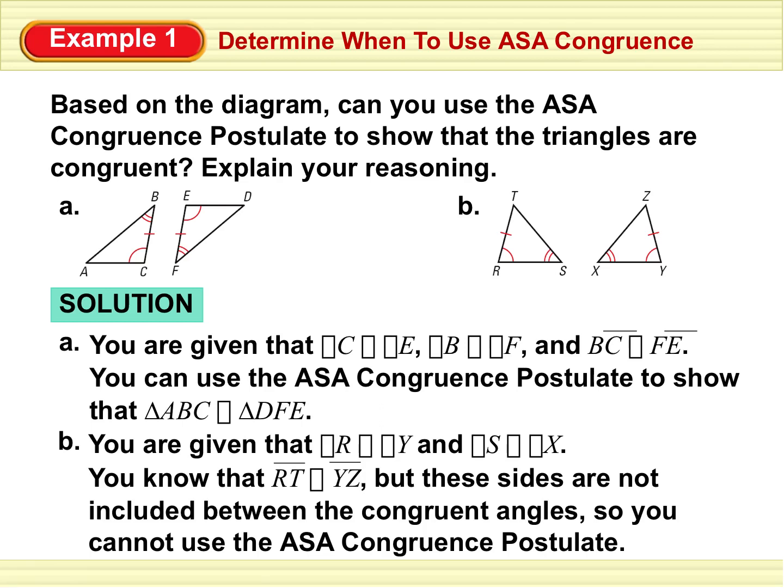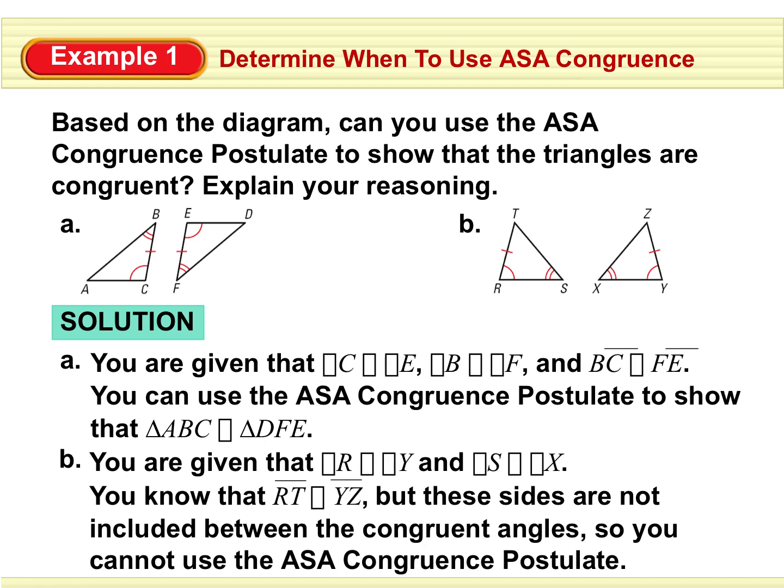All right, so far in chapter 5, what properties have we learned? Side, angle, side, and side, side, side. Those are the only two we've learned so far. Okay, now we're getting into ASA. What do we think ASA stands for? Angle, side, angle.